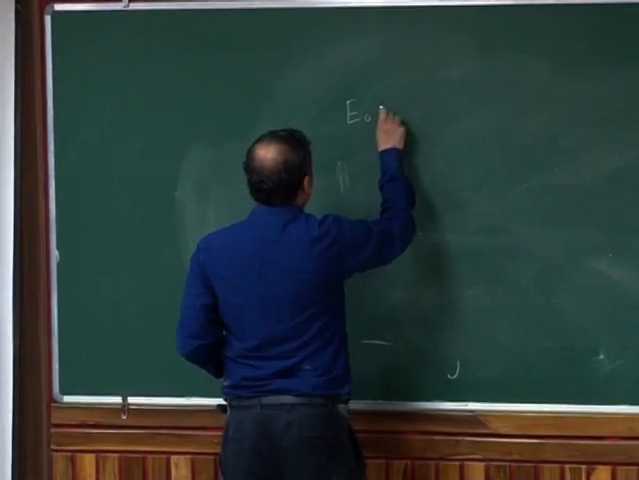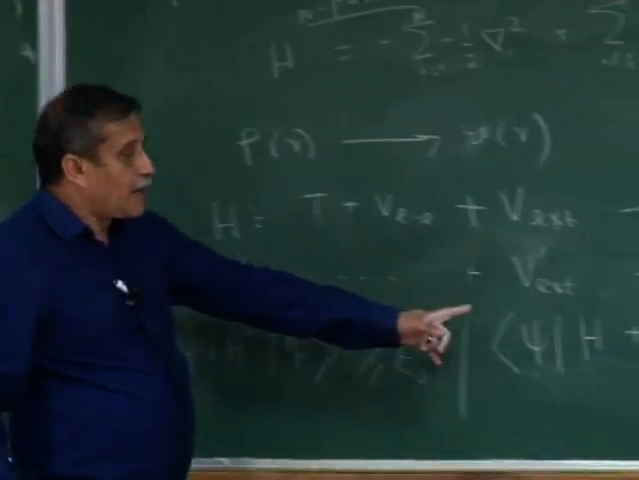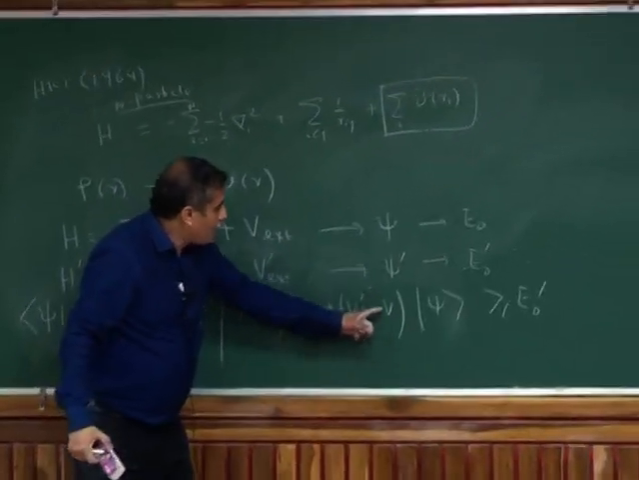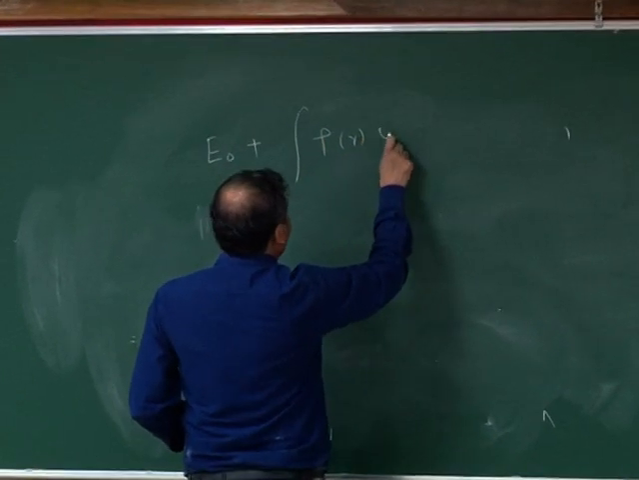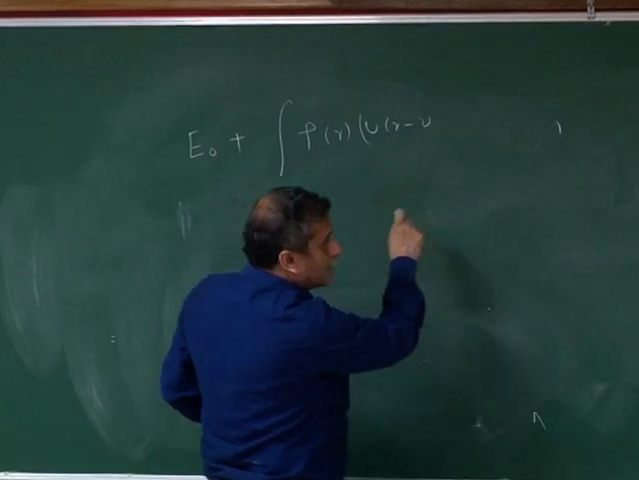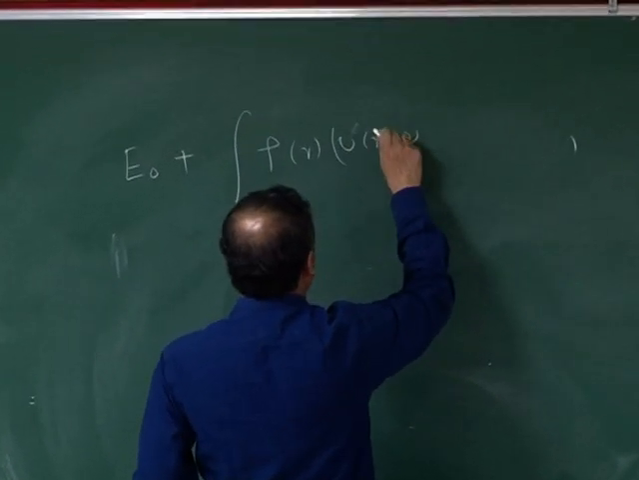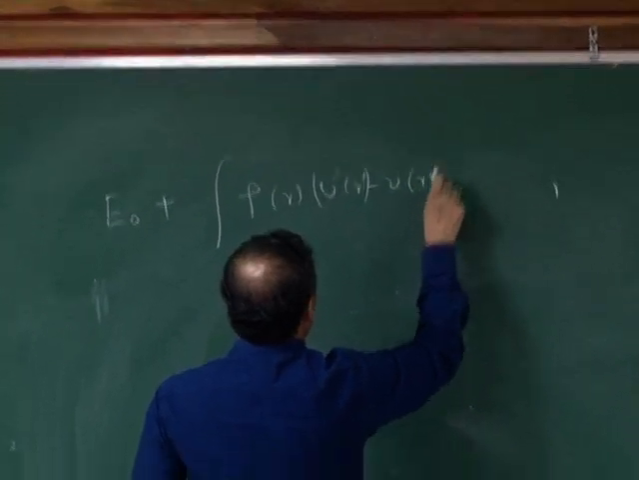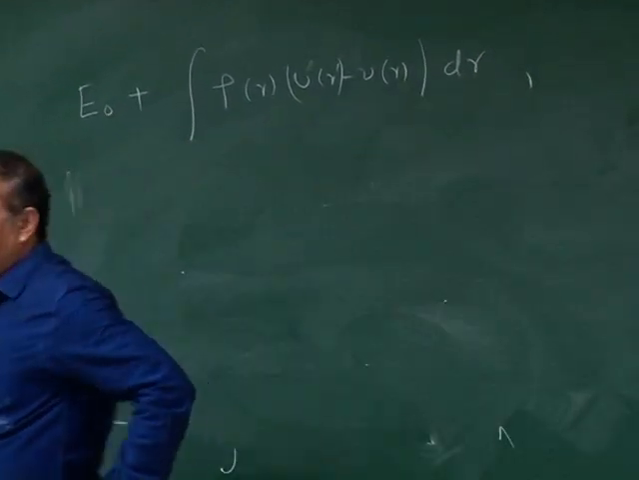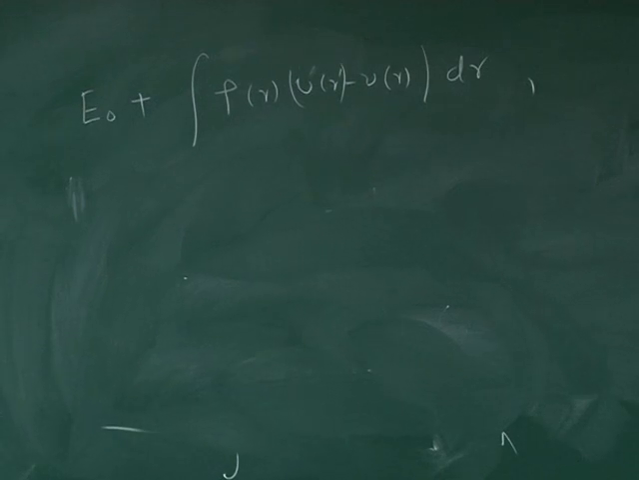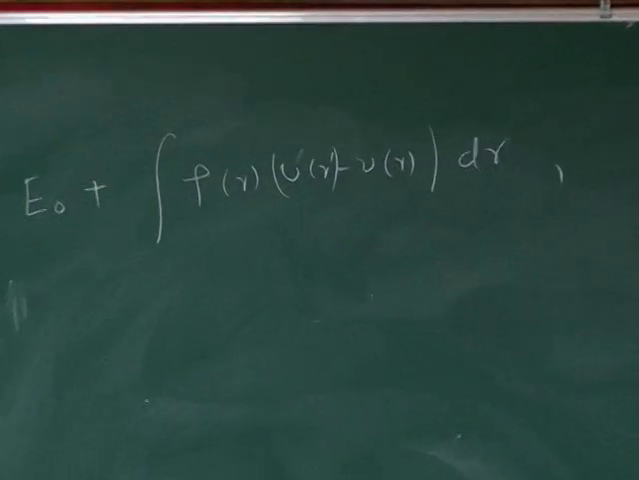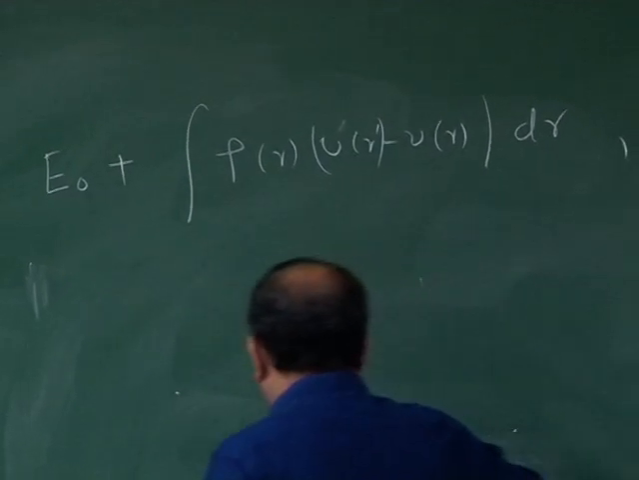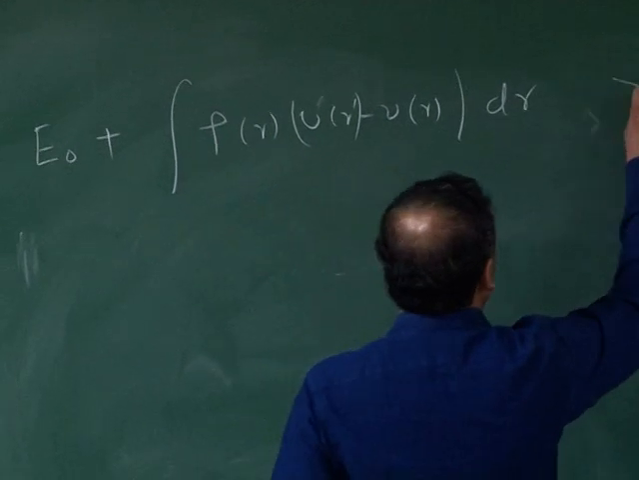Note now, psi H psi is nothing but E0. So E0 plus, and then I can write, if this is one particle, it's easy to show that psi V prime minus V psi is nothing but integral rho of r, V prime of r minus V of r. That's very easy to show because V prime minus V is also one particle. And one particle part is very easy to write in terms of density. I told you already that just write the density multiplied with this. So I have got this E naught plus this, and this is of course greater than or equal to E naught prime.